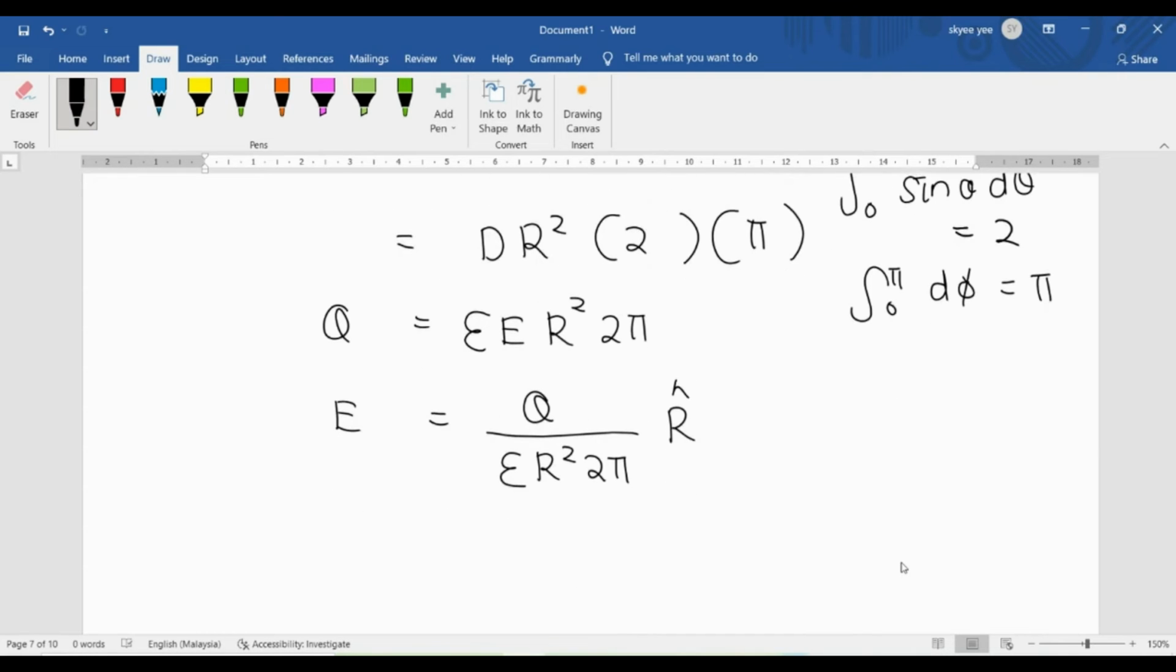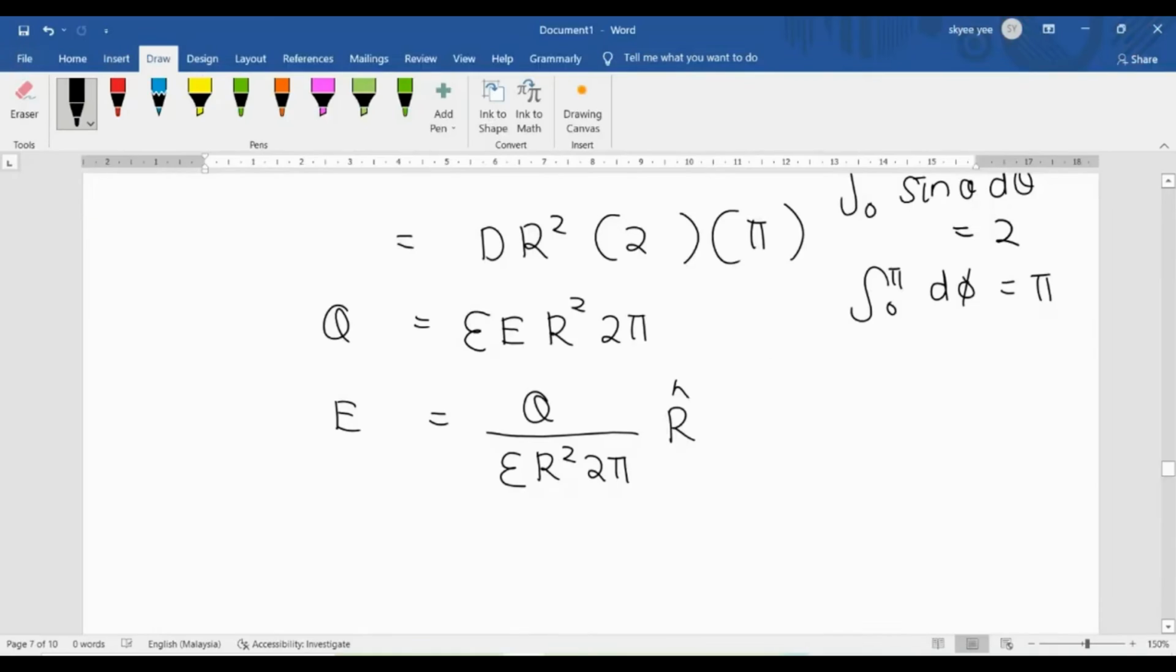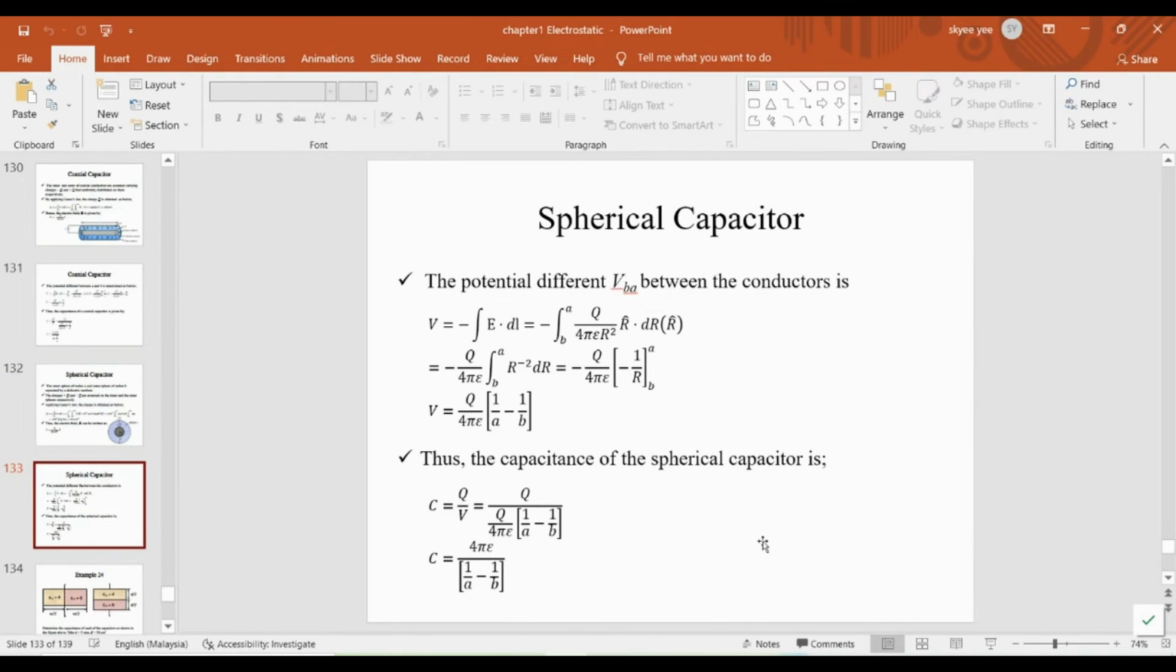Now you compare this one with the previous original one, 4 pi epsilon r square. The previous one is 4 pi epsilon r square, and this one is still the same, right? Epsilon you still have, r square you still have. You see this is 2 pi and this is 4 pi. So 2 pi and 4 pi will be reflected here too.